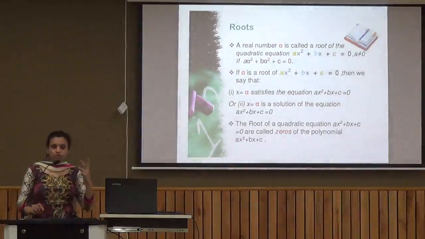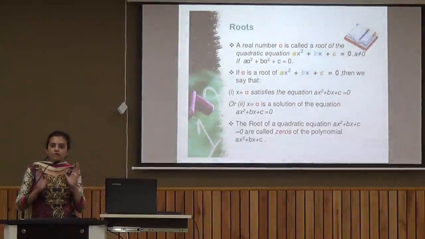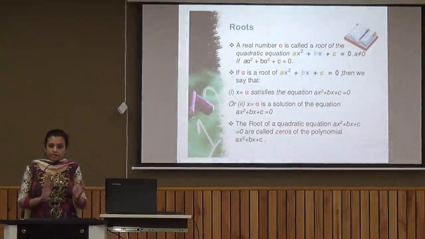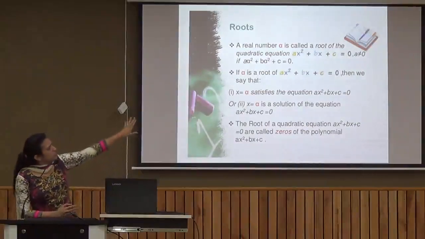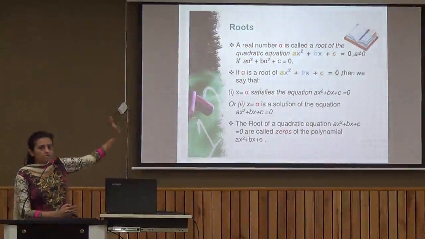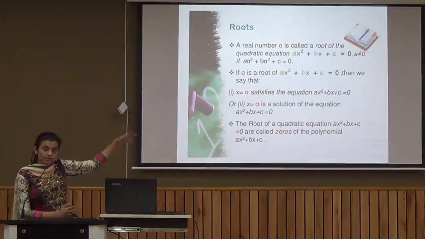There are two things here: one is a polynomial, one is an equation. What's the difference between a quadratic polynomial and a quadratic equation? The quadratic polynomial will be ax squared plus bx plus c, as you can see. In simpler terms, ax squared plus bx plus c. Do not put equal to 0, and that's a polynomial. The moment we equate it to something, it becomes an equation.